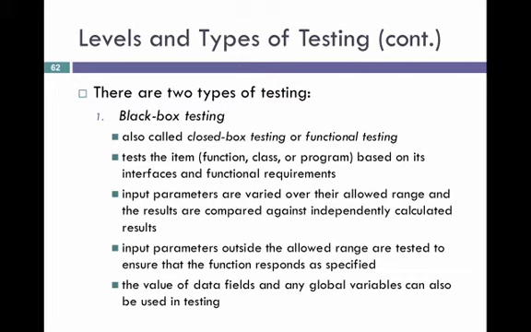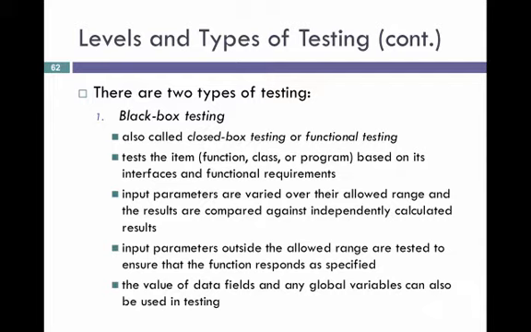Now, there are two types of testing. One is called black box testing, or closed box testing, or functional testing. And here we test functions, classes, or programs just based on the interfaces and the functional requirements. This assumes that the tester doesn't know the underlying details of how something is implemented. And it's nice to have someone with that independent mindset come and try to test a piece of software.